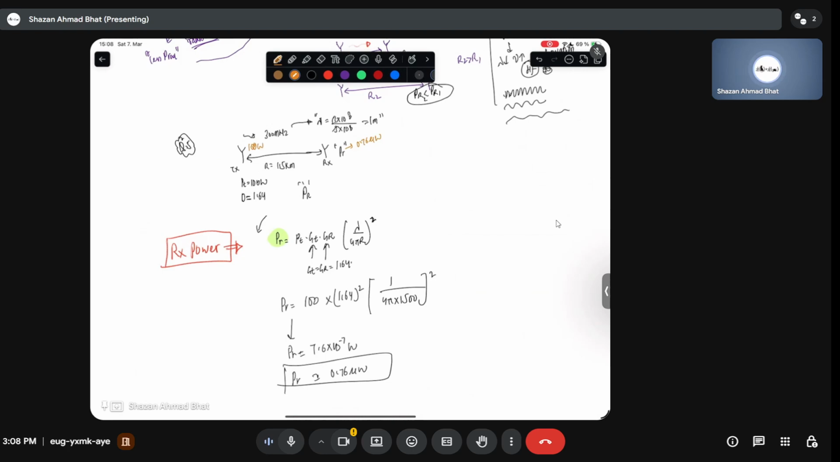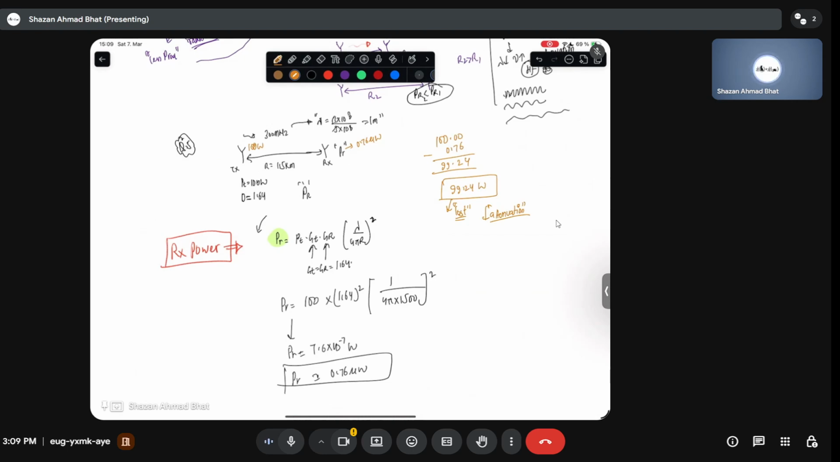And how much is the loss? It's 100 minus 0.76, so you get 99.24 watts of the power lost. Where does it go? It's either attenuated or it gets absorbed. This is attenuation, absorption by the atmosphere, or something else.